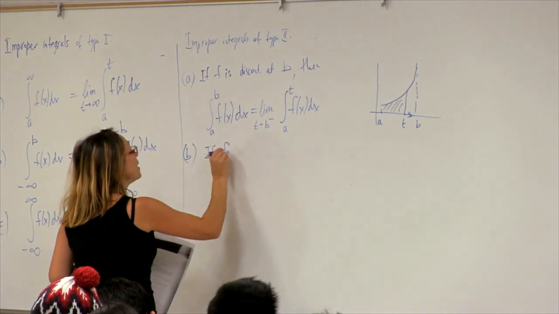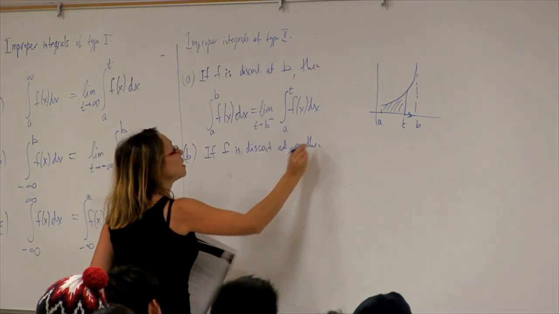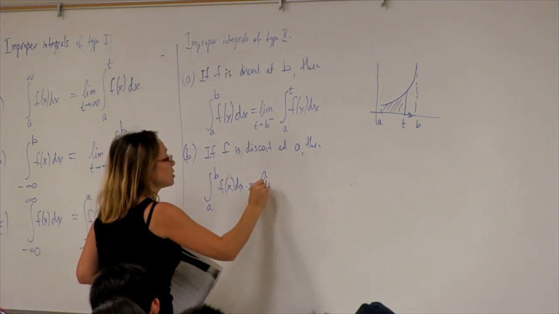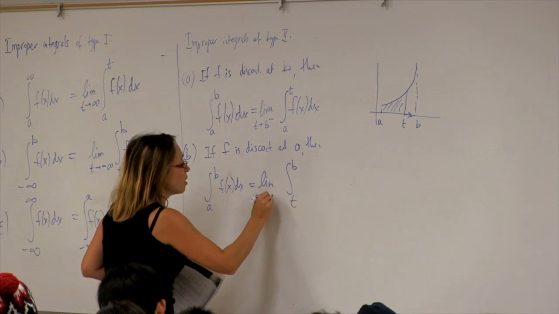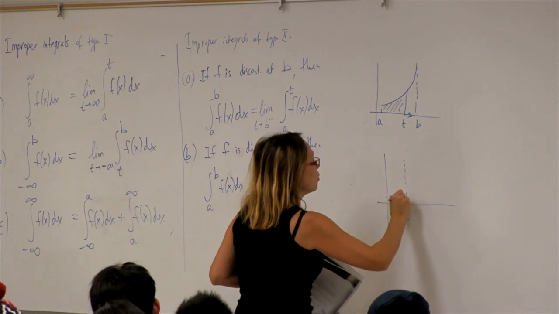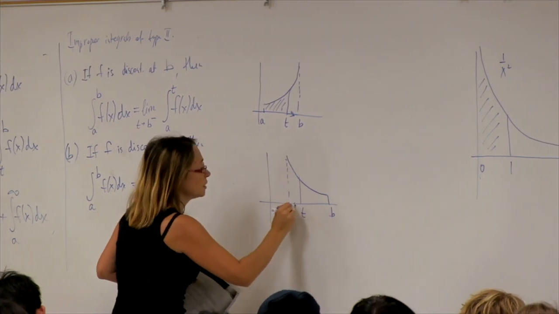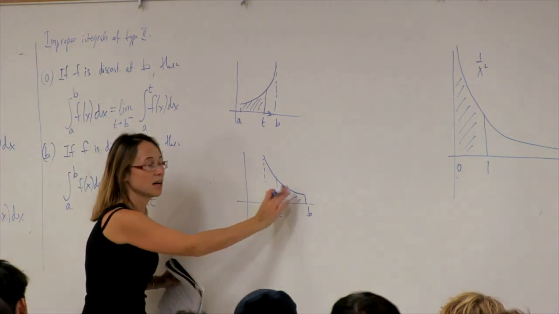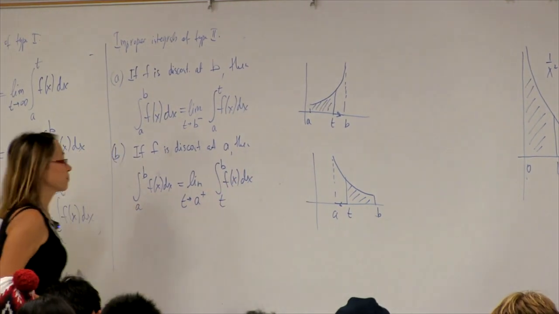So if f is discontinuous at a, then an integral from a to b of f of x dx is replaced by a limit of an integral from t to b, where t goes to a on the right. So at a, we have a discontinuity, and I set up the variable t that tends to a from the right. Each time I have a t that is not equal to a, I have a finite integral, and everything's great. And then I take the limit.